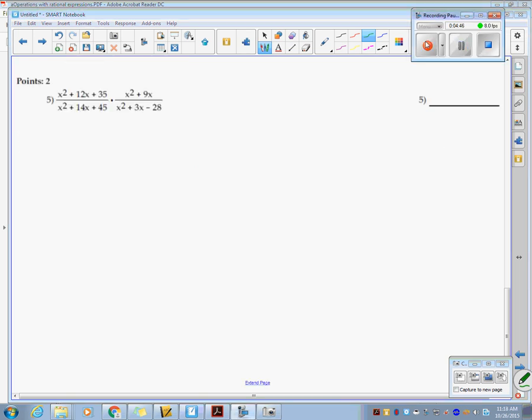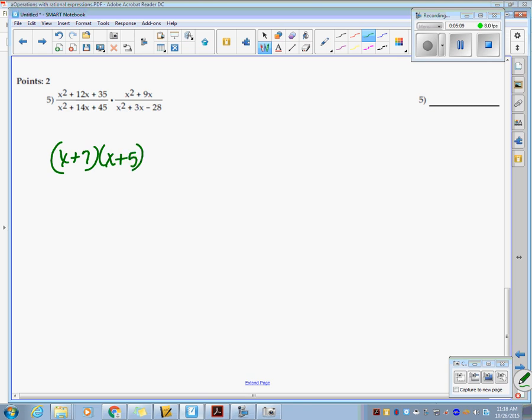Okay, moving on to number 5. On question 5, the directions are still the same. It says we're supposed to simplify and find all that must be excluded from the domain. So even though it says multiply, we are going to factor. And this one factors into x plus 7 and x plus 5. And on the bottom is x plus 9 times x plus 5.